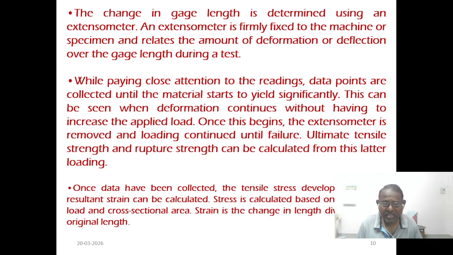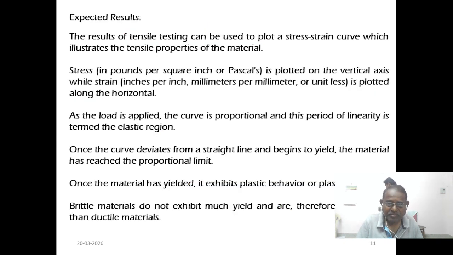Once the data have been collected, the tensile stress developed and the resultant strain can be calculated. Stress is calculated based on the applied load and the cross-sectional area, while strain is calculated by using the change in length relative to the original length. So the expected results from the tensile test are: the results of tensile testing can be used to plot a stress-strain curve, which illustrates the tensile properties of the material.